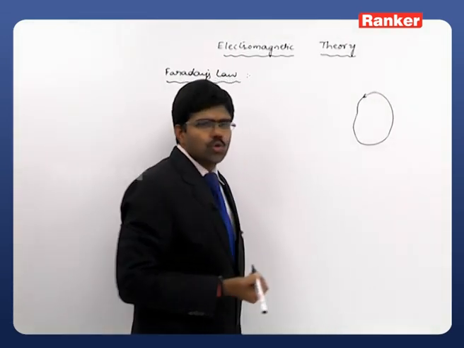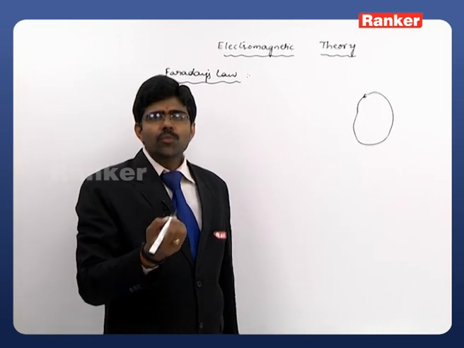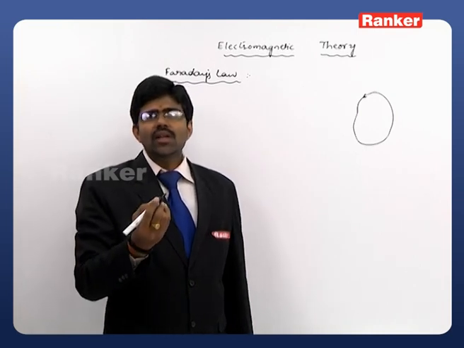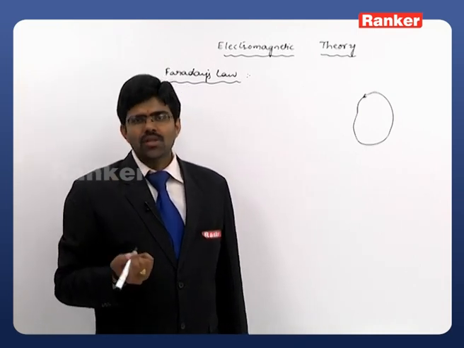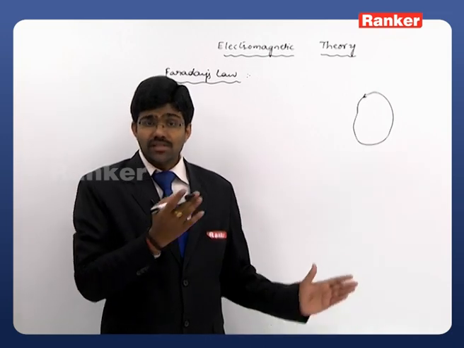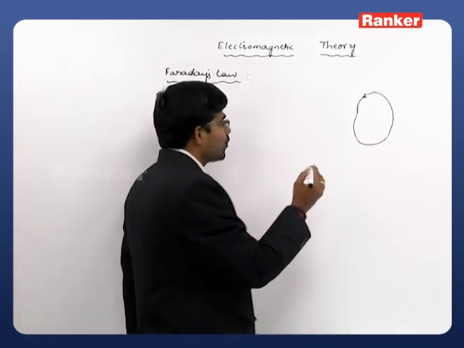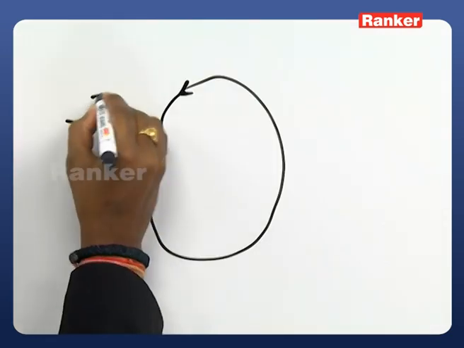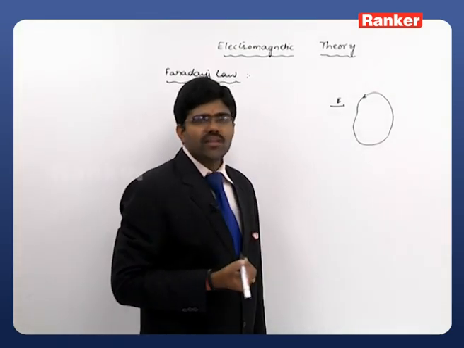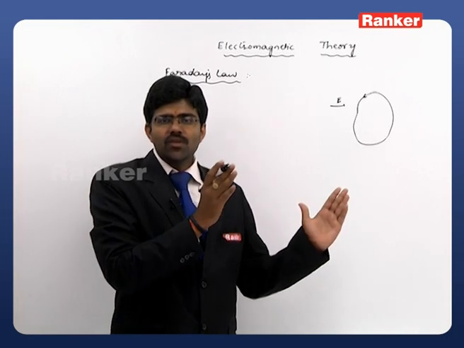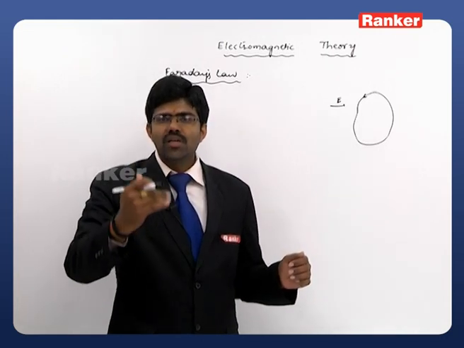Let us take a closed loop. In that closed loop, we are calculating the total electromotive force. The total electromotive force can be calculated using electric field intensity. For that, we are assuming that the electric field intensity is applied here. Since we are applying electric field intensity, the electromotive force can be observed.